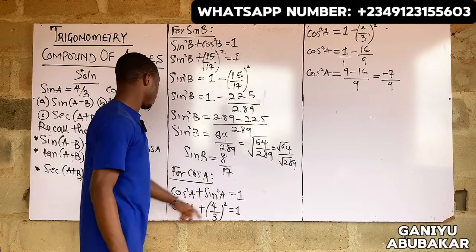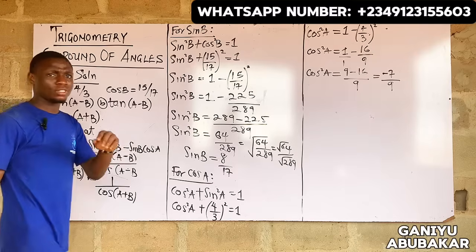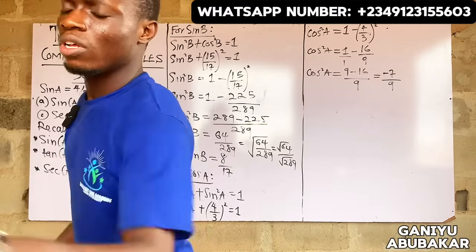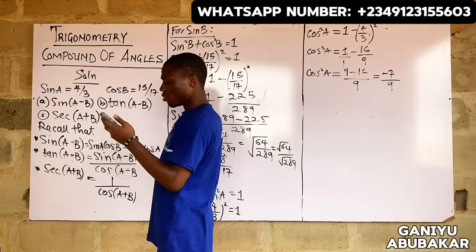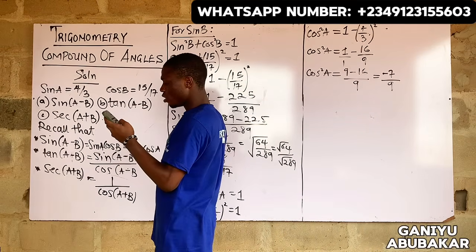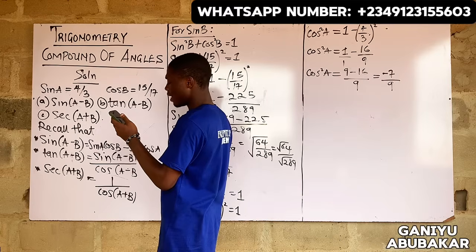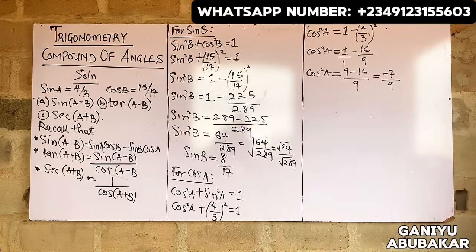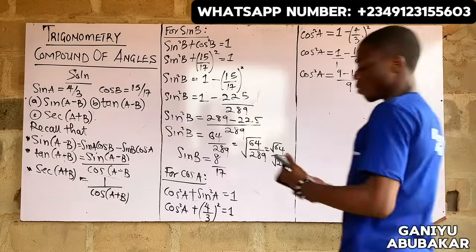Alright, sine A, 4 over 3. Is it 4 over 3 or 4 over 13? What's the question, please? From the question, sine A, that's 4 over 13. Sine A, 4 over 3. 4 over 5, please.